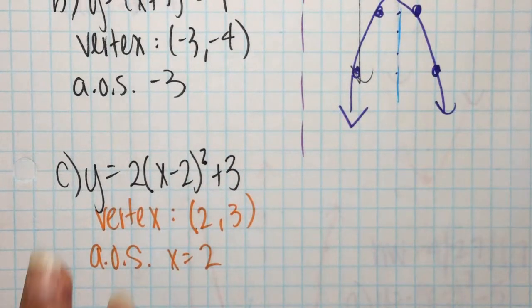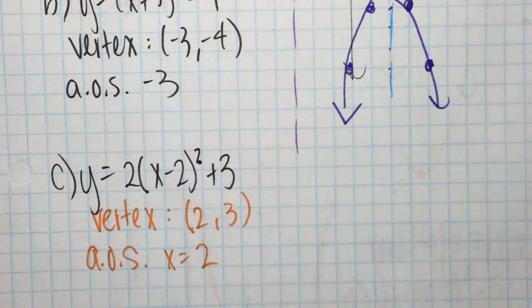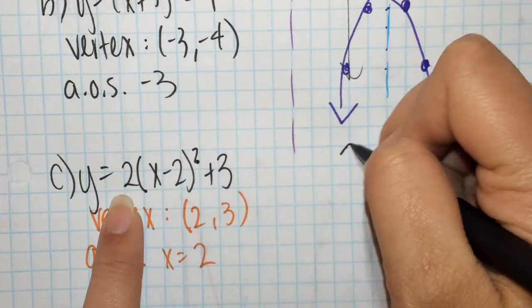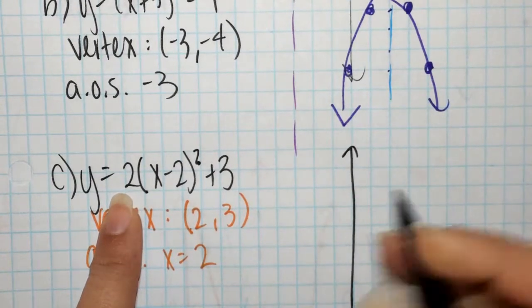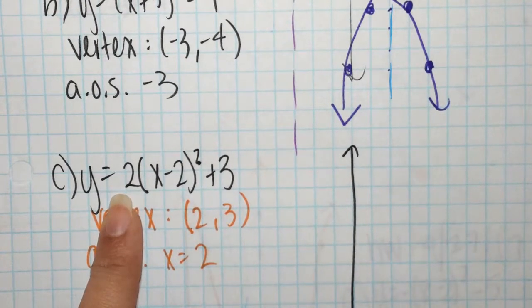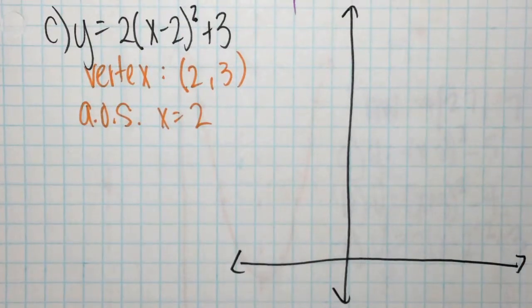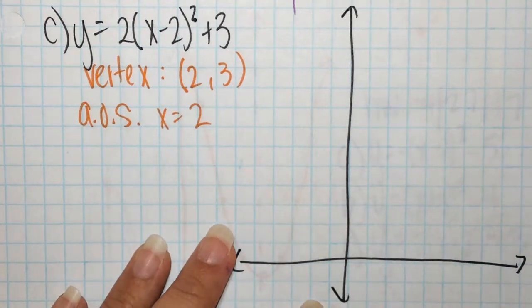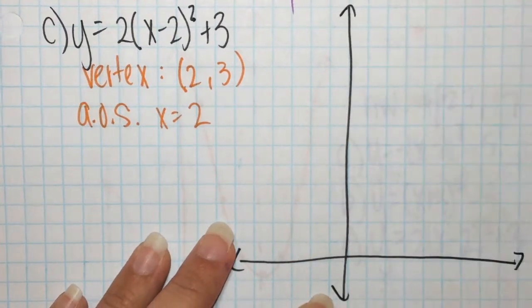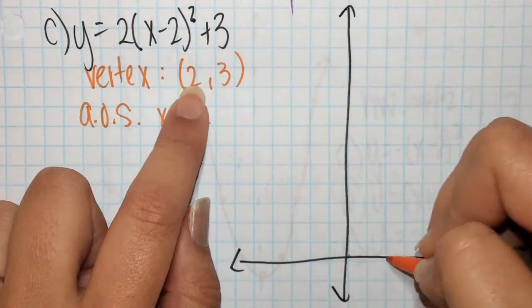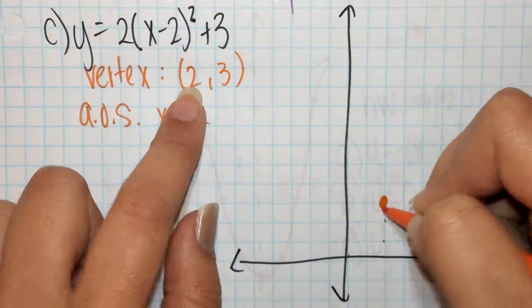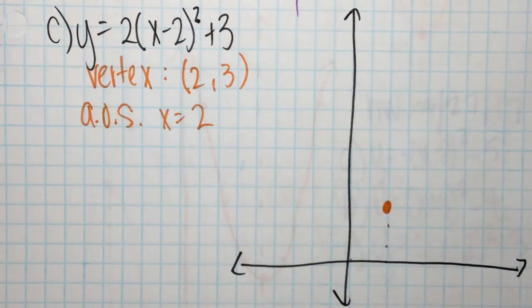Okay, now this one was a challenge problem, right? And I told you that it was going to be different because of this 2 out front. So what this 2 out front does is you have to multiply your perfect squares by 2. So instead of going up 1, right 1, you would go up 2, right 1, up 4, right 2. Up 8, right 2, up 18, right 3. So you go right 2, up 1, 2, 3, and we have our axis of symmetry.